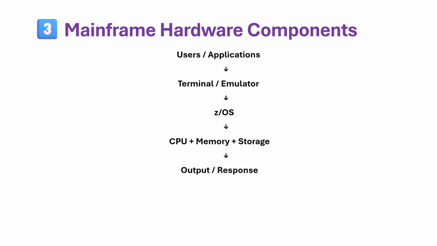4. Mainframe architecture flow. This diagram shows the basic flow of a mainframe system. Users or applications connect through a terminal or emulator. The request is sent to the operating system, which is usually z/OS. Then the CPU processes the request using memory and storage resources. Finally, the output or response is sent back to the user. This entire process happens very quickly and securely.